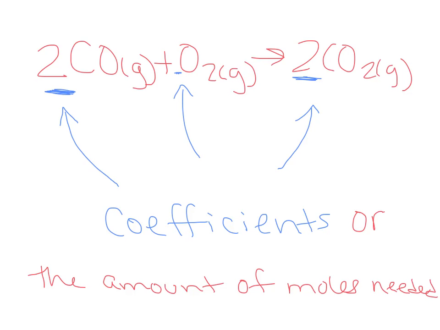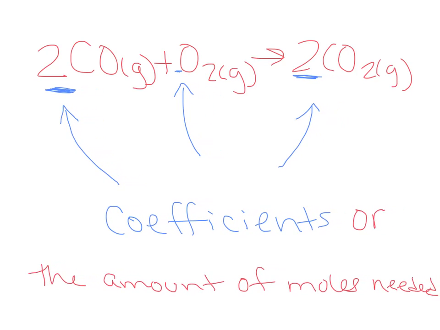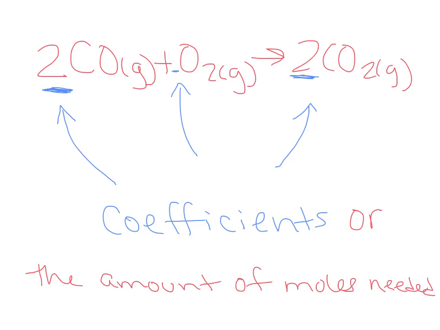So in chemistry, to figure out the amount of anything that we need, we're going to look at these large numbers in front that we call coefficients. We've already talked about the fact that we call them coefficients in the balancing chapter. But here, the coefficients we're now going to call moles, and they represent the amount of moles that we need for a particular reaction to take place. So in this case, I need 2 moles of carbon monoxide, 1 mole of oxygen, in order to produce 2 moles of carbon dioxide.